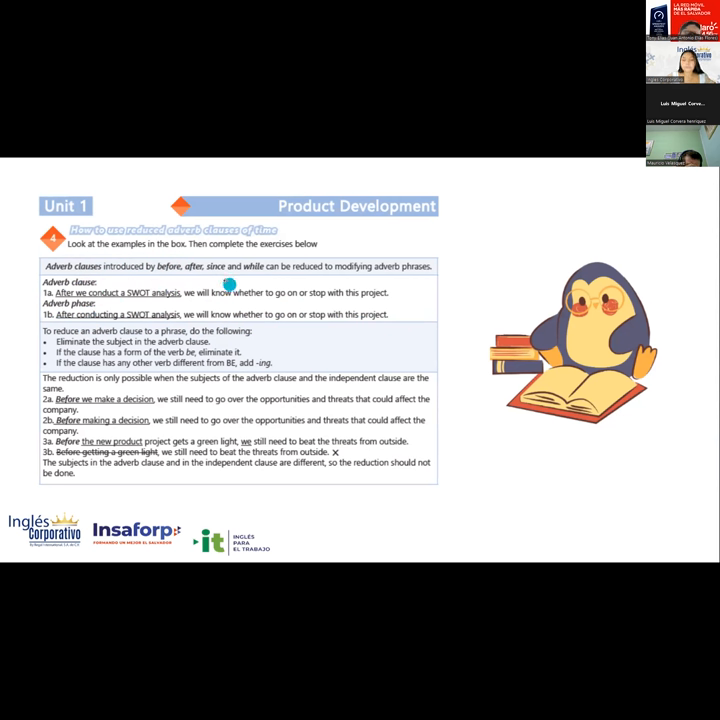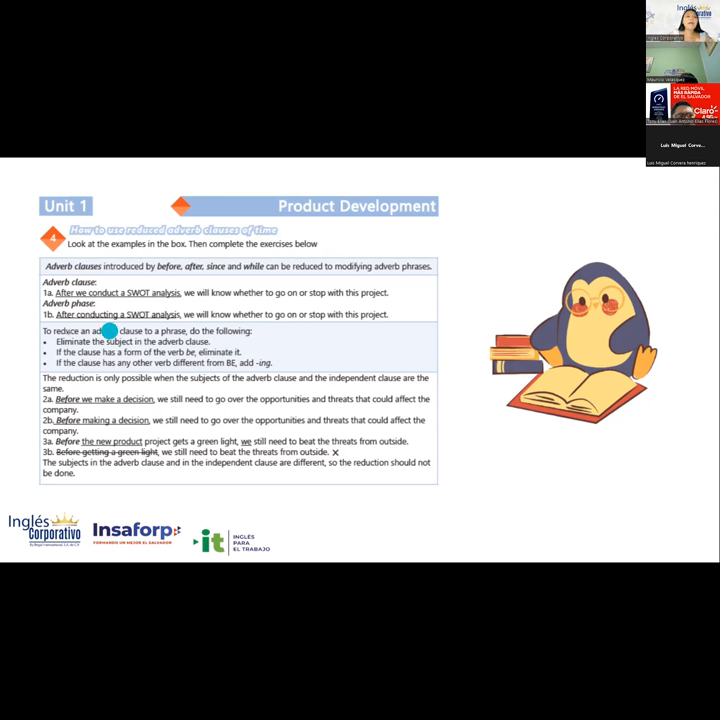Teacher, what does SWOT mean? Is it an abbreviation? It's an abbreviation. We are going to cover that in a minute. But yes, it is an abbreviation for strengths, weaknesses. You know, in Spanish is what we call FODA. Fortalezas, oportunidades, fortalezas, debilidades. Exactly. It's the same in English, right? Strengths, weaknesses, opportunities, and threats. Yeah, we are going to cover that today.